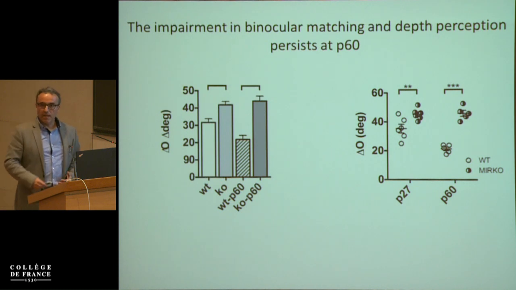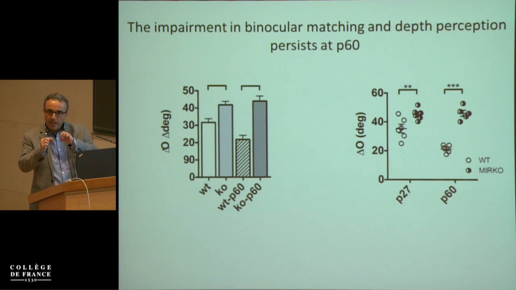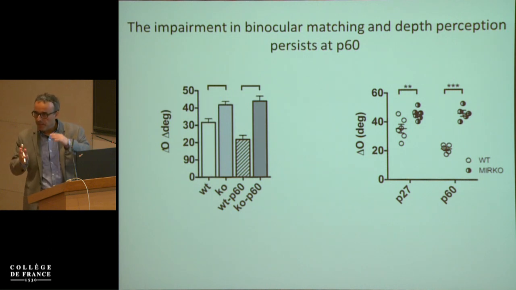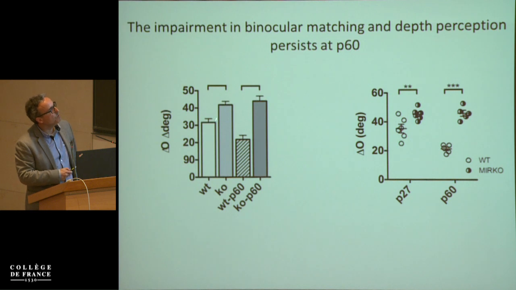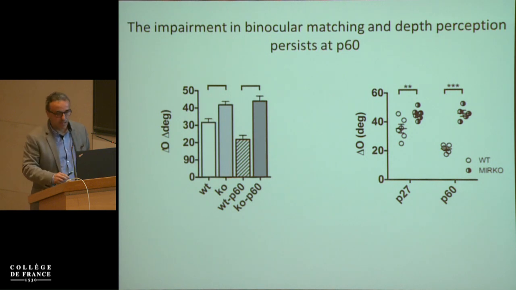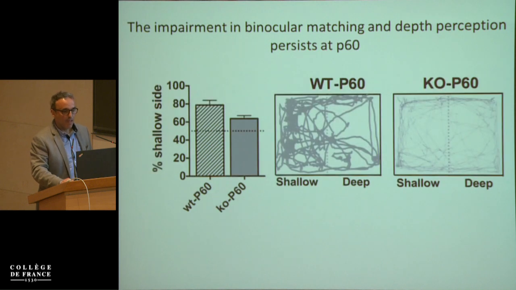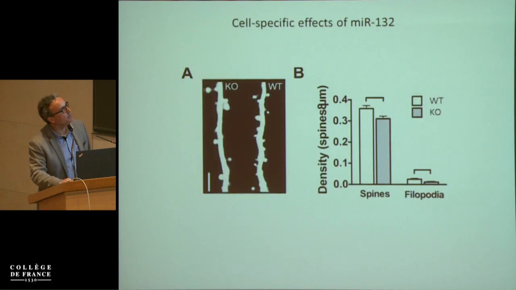We also analyzed animals at P60 because, of course, this could be just a small transient delay in development, and the two curves could get together later on during life. But at P60, the difference is absolutely the same. You see that there is actually an improvement in the wild type in the binocular matching, but the unmatching in the knockout remains at the same level. And the same for the behavioral test.